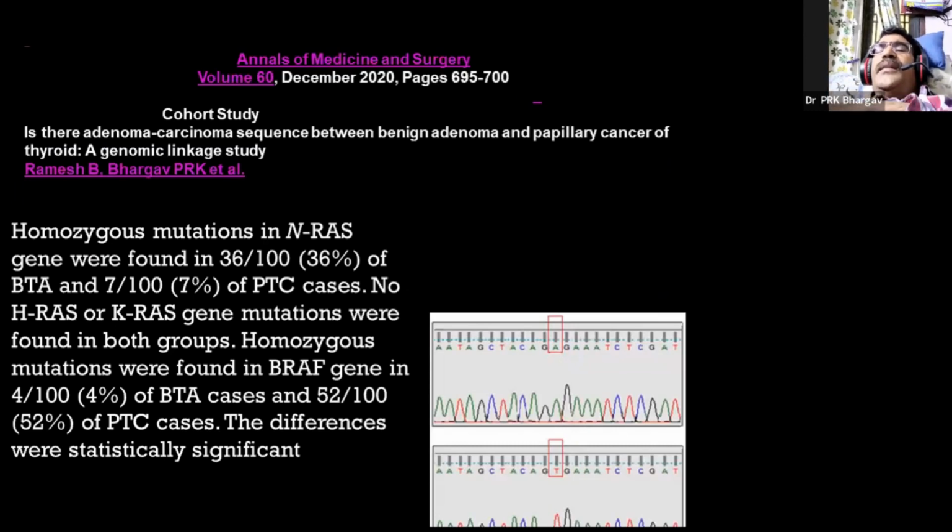Now coming to one of the studies which I recently published along with Sabha. This is in Annals of Medicine and Surgery. I have studied and compared genetics, the somatic mutations in adenoma and also papillary carcinoma. We found homozygous mutations in NRAS. Of course, RAS has 3 subcategories, as you know, NRAS, KRAS and HRAS. We found NRAS mutation in 36% of benign thyroid adenomas, but in 7% of PTC cases, statistically significant. And homozygous BRAF mutations were found in 52% of PTC cases. So these are the genetic point mutations which we found.